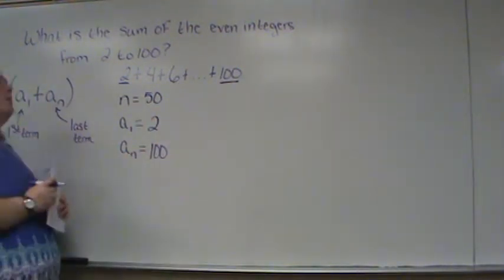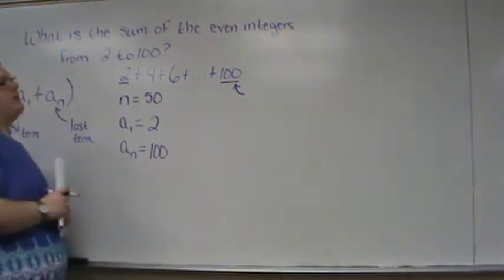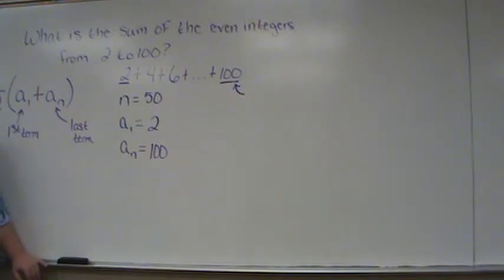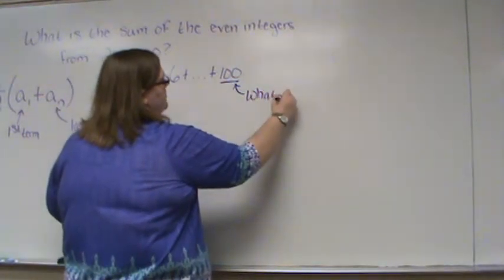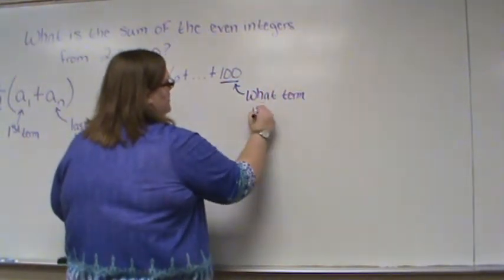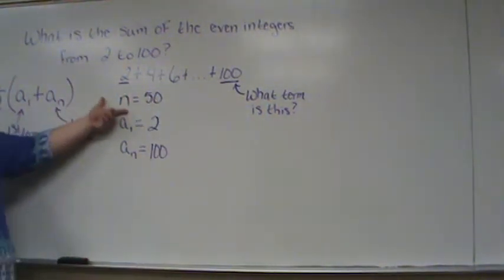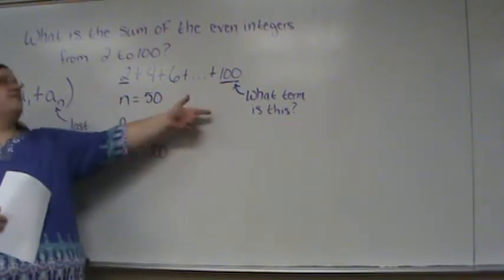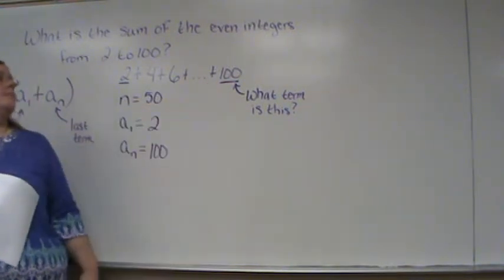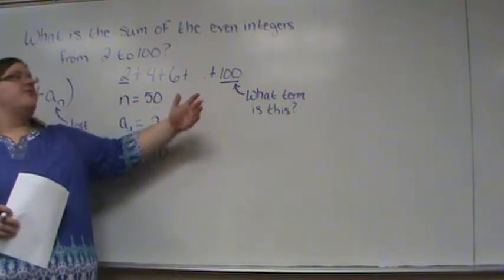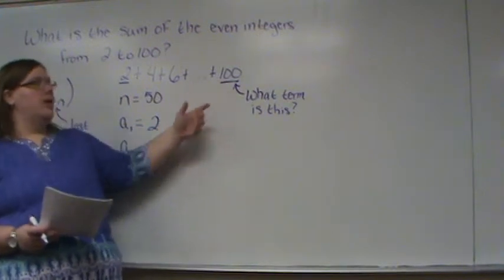Now if we didn't know that we had 50 terms, we would have to figure out what term that 100 is. We would have to ask ourselves, what term is this? Because that's essentially what we need for this n. This n tells us that we have 50 numbers. So 100 is our 50th term. But if we didn't know that, we would have to figure out what term 100 is. Do we have a way of figuring out what number that term is?